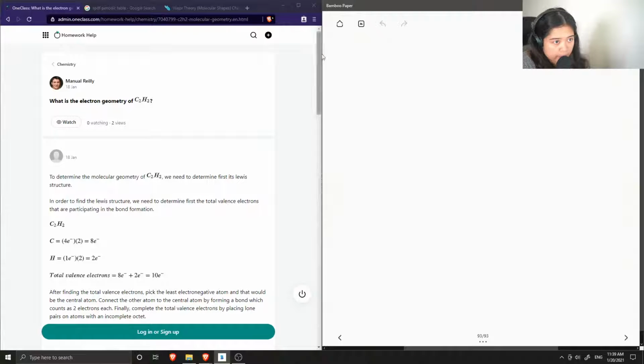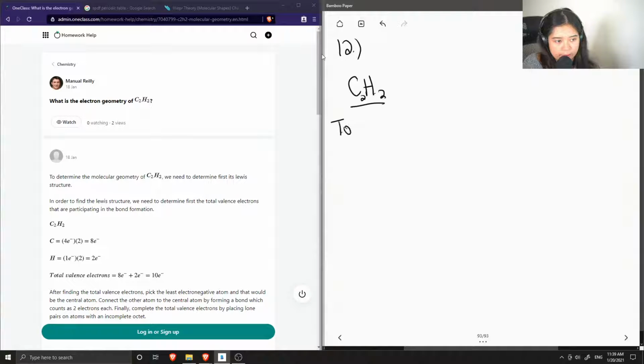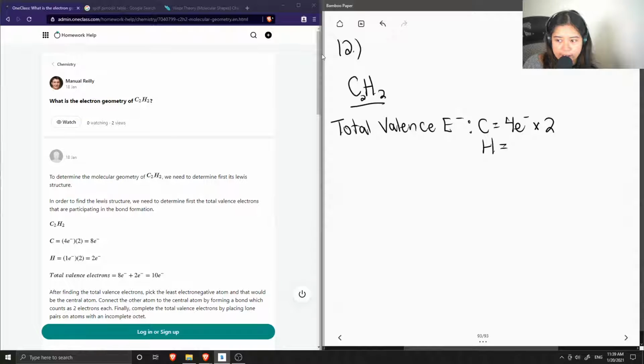Okay, so question number 12. What is the electron geometry of C2H2? So first let's write out its Lewis structure. And in doing so, we need to calculate the total number of valence electrons. So carbon contains 4 valence electrons, and there are 2 carbon atoms, so we multiply this by 2. Hydrogen contains 1 valence electron, and we also multiply this by 2. That gives us a total of 10 valence electrons in C2H2.